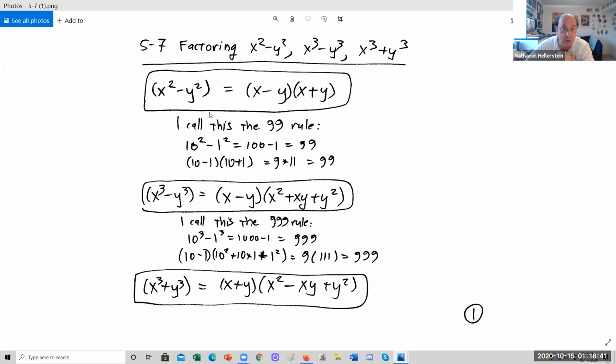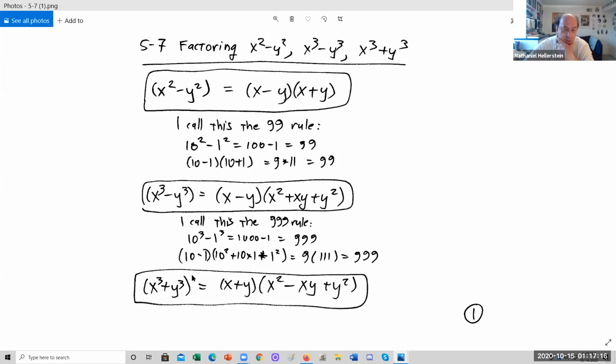Related to this rule is the difference of cubes. Obviously a closely related concept. This equals a difference, x minus y, times this somewhat more complicated thing, x squared plus xy plus y squared: square plus product plus square. And I call this the 999 rule. Namely, if you have x be 10 and y be 1, the left side is 1,000 minus 1, or 999. The right side is 9 times 111, also 999.